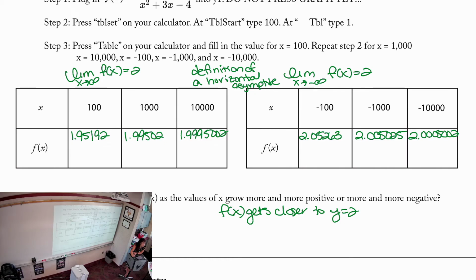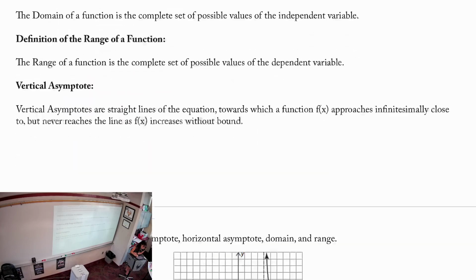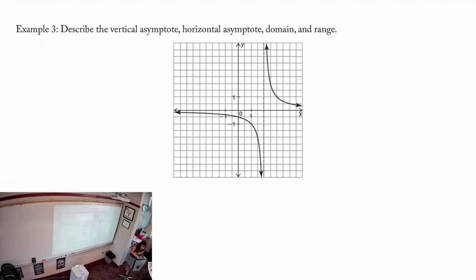Questions about this? So what's your homework going to look like? Some domain and range, some vertical and horizontal asymptotes, and a bunch of graphs.